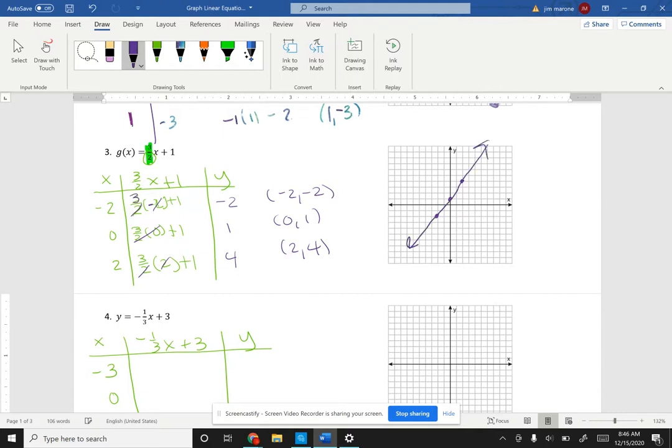And I can plot that. Again, if you wanted to make your t-chart, and I will on the homework, like this, that's totally fine too. However you want to make your t-chart.